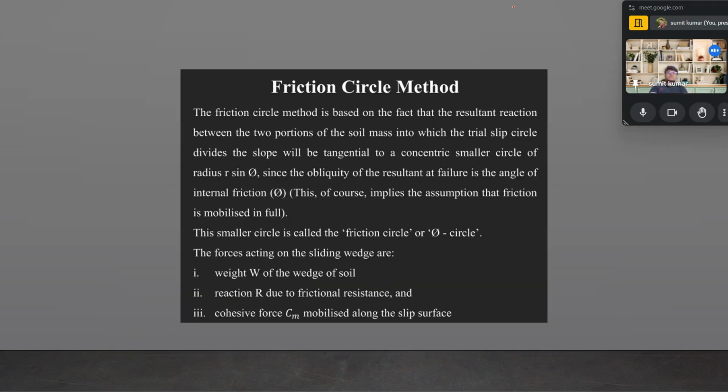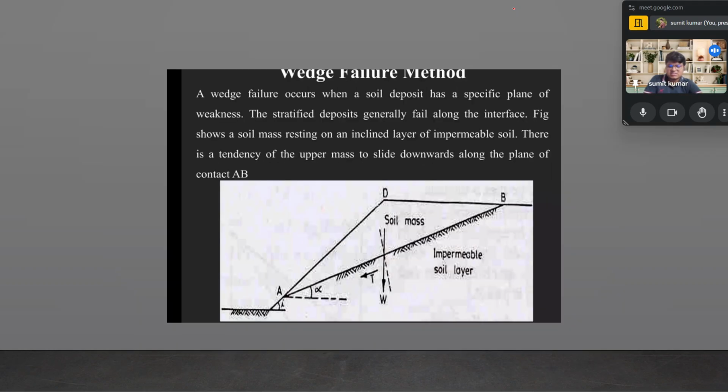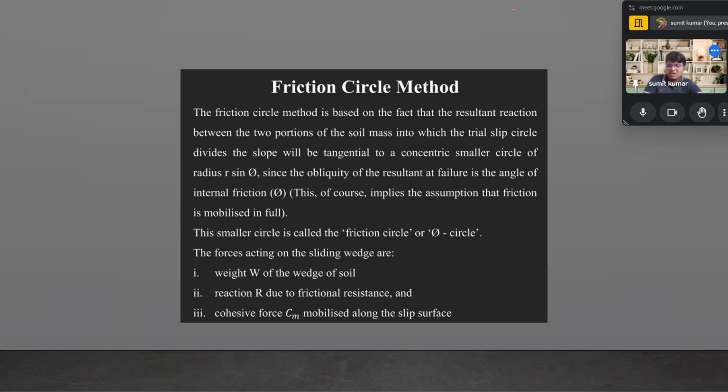Right. Now we move to the friction circle method. The understanding of the wedge failure method is developed. The friction circle method is based on the fact that the resulting reaction between the two portions of the soil mass, into which the trial slip circle divides the slope, is tangential to a concentric smaller circle of radius r sin phi. This question is asked many times, that is, what is the radius of that circle, so r sin phi is the answer for the friction circle method.